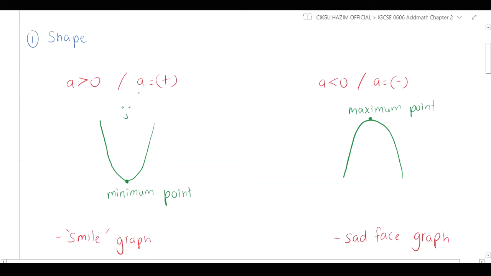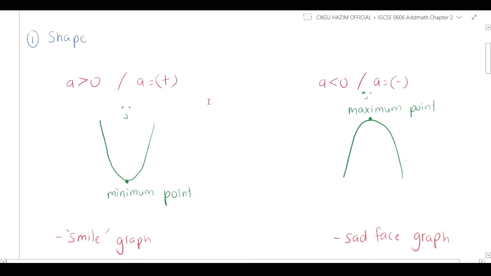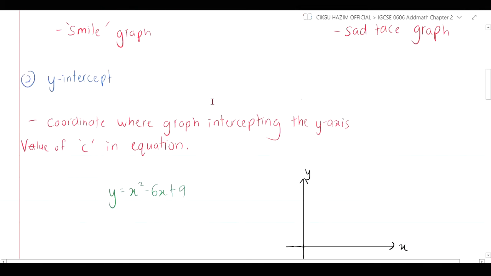And yeah, I just draw the nose and the eyes like that so that you know it is the smile graph. But if the value of a is negative, less than 0, it must be a sad face graph, something like that. And whenever you have a smile graph, you must have a minimum point, and a sad face has a maximum point. That's quite obvious. Okay, once you have learned about the shape, which is just identifying the a, now you need to know about the y-intercept.